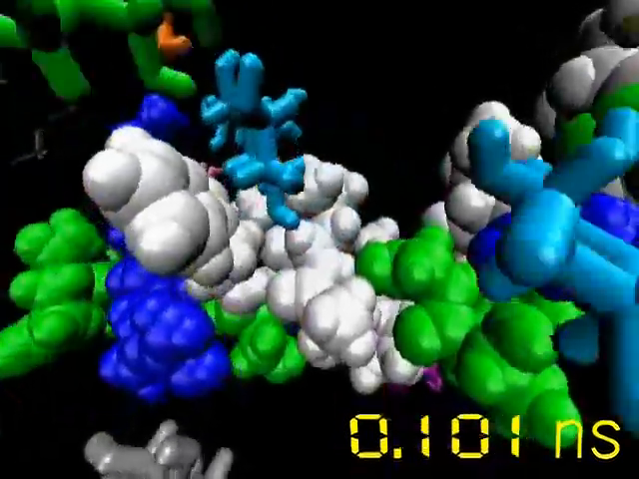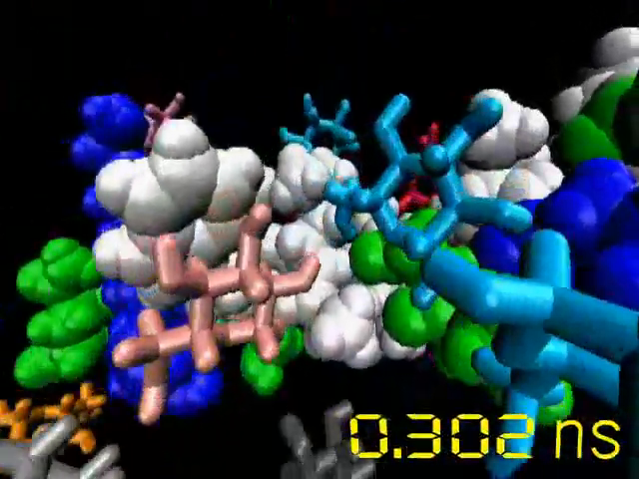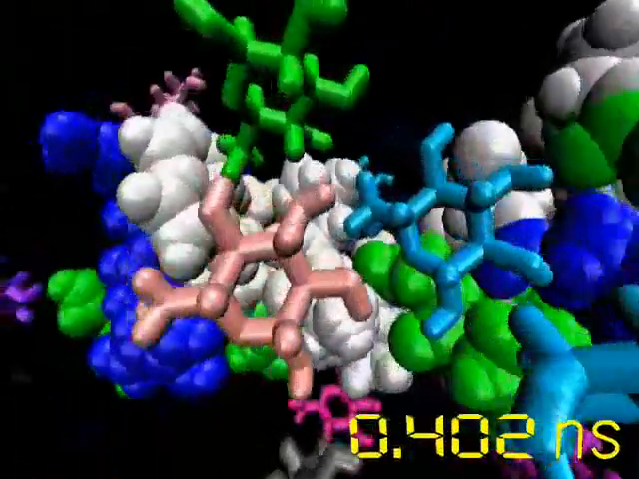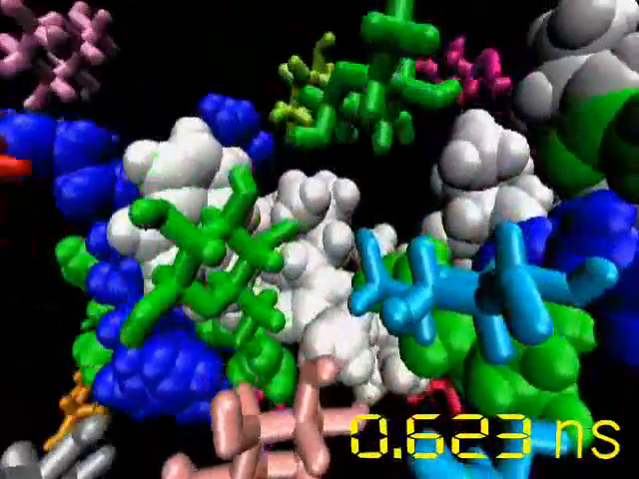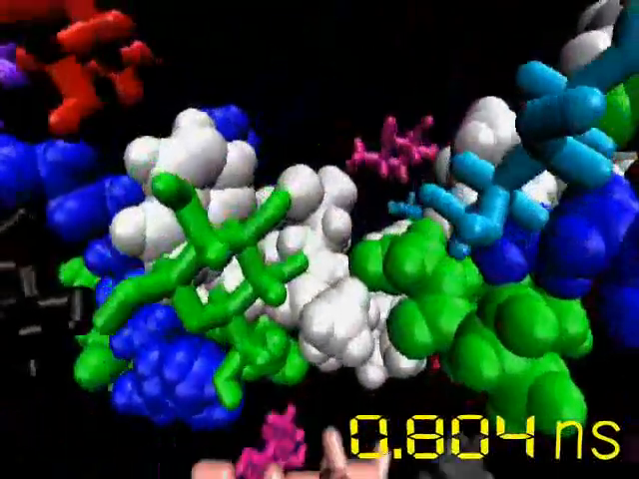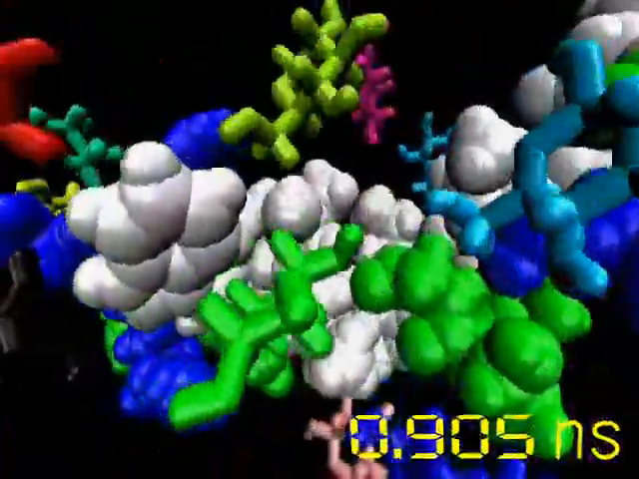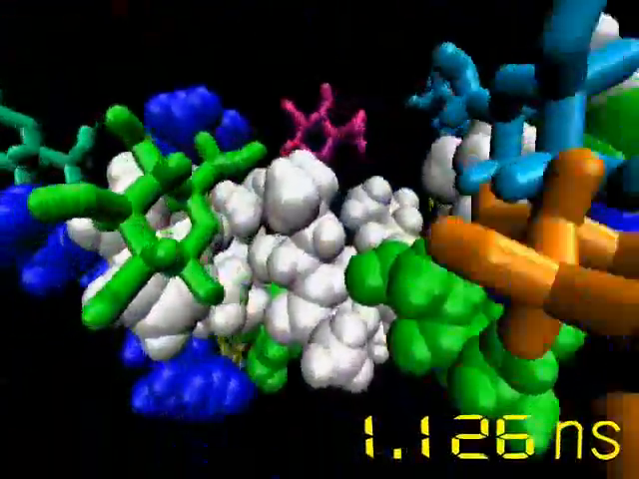Hi fellas. Okay, what we've got here is the simulation of melittin in 3 molar glucose solution. And you've got the hydrophobic groups in white, the polar groups but not charged in green, and the charged groups, that's the 4 lysines and the 2 arginines, in blue. And this is a 4 nanosecond simulation.